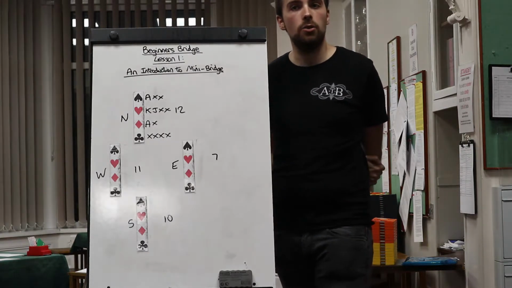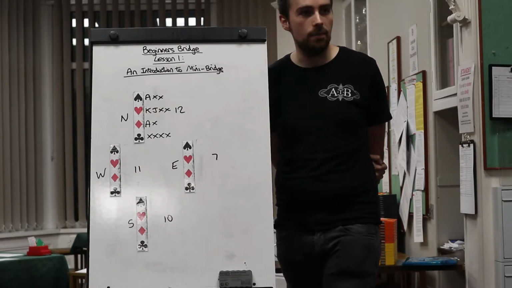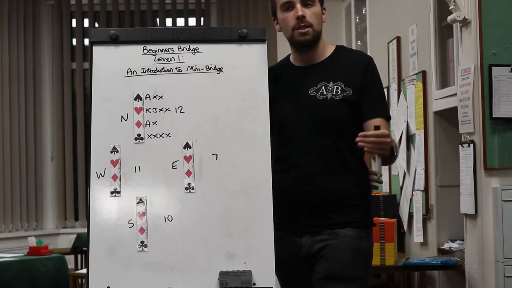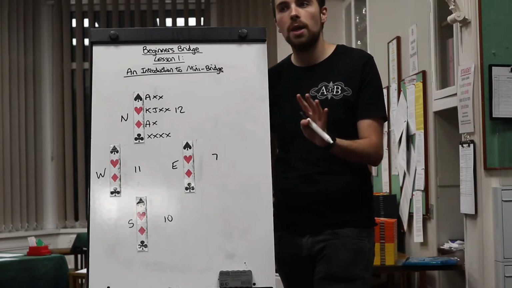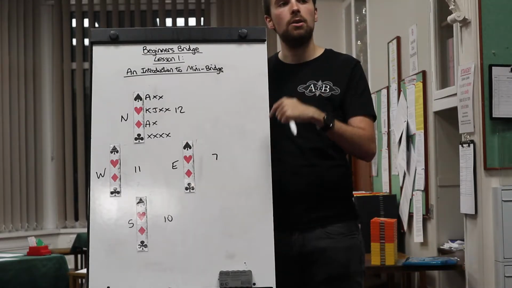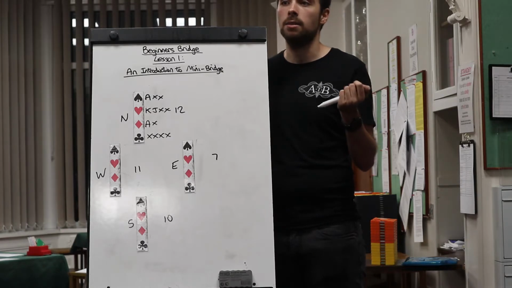In this instance, that is north-south. So north-south have 22 points between them, east-west have 18 points between them. So east-west are looking like they're going to lose this hand. It isn't always the way it works out, but that's what it looks like. Because north-south have 4 more points than east-west, it looks like north-south have an advantage. Well, they do have an advantage, because they've got more high cards.